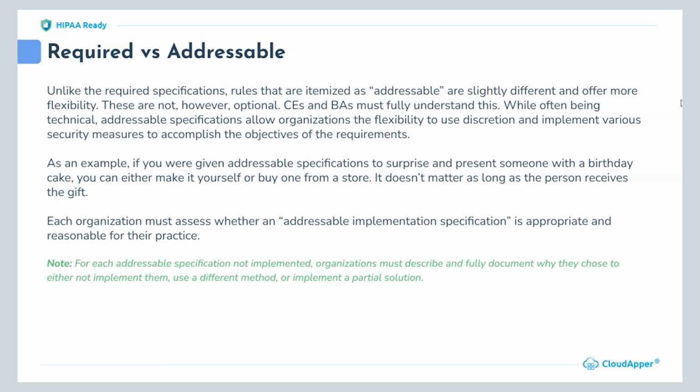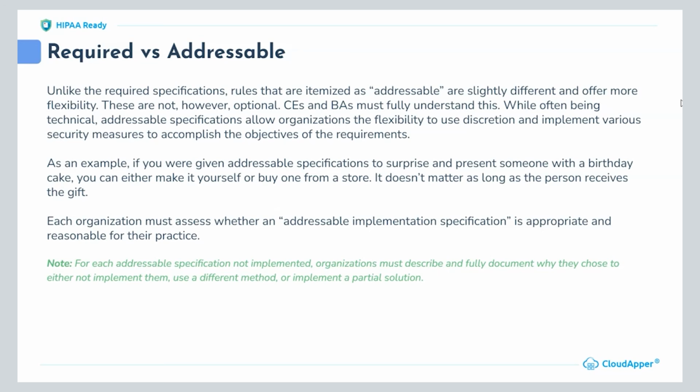As an example, if you were given addressable specifications to surprise and present someone with a birthday cake, you can either make it yourself or buy one from a store. It doesn't matter as long as the person receives the gift. Each organization must assess whether an addressable implementation specification is appropriate and reasonable for their practice.